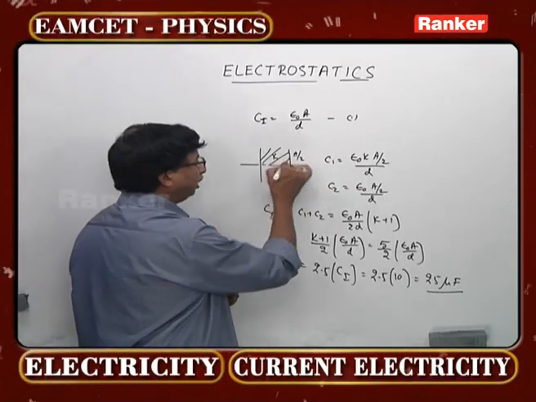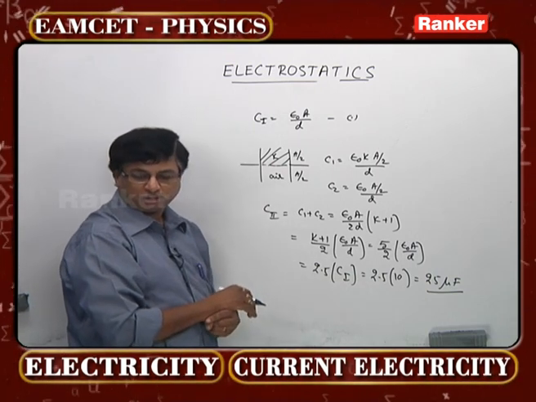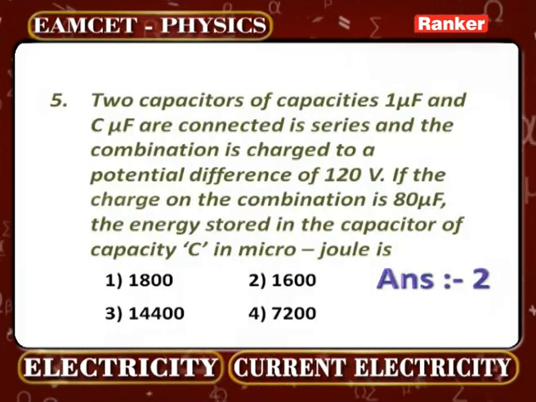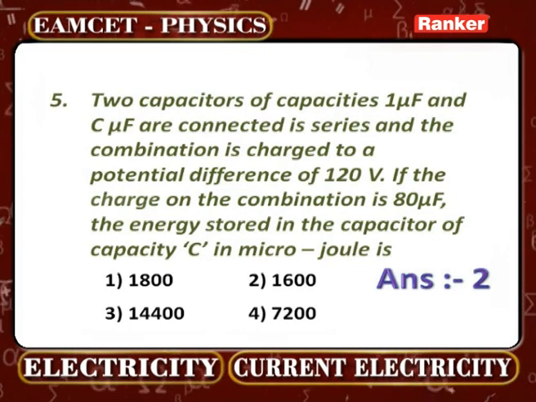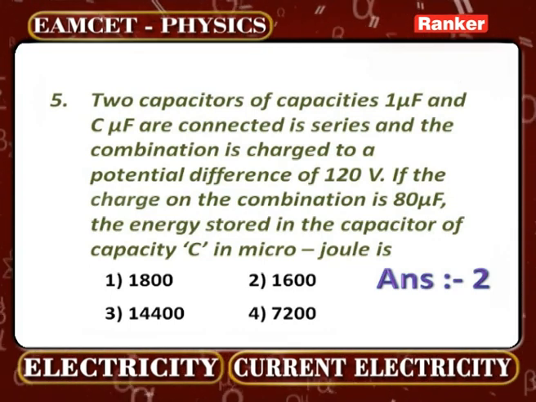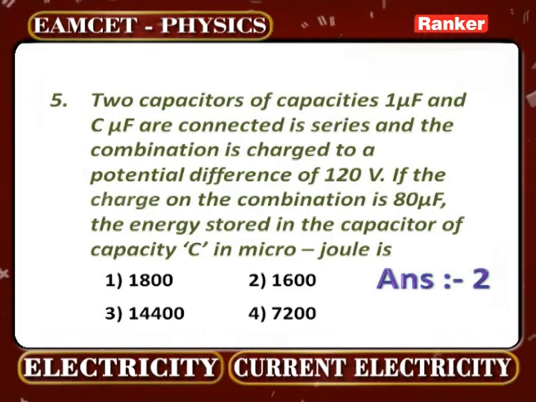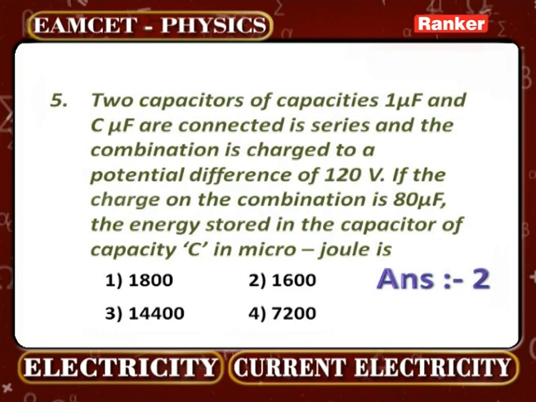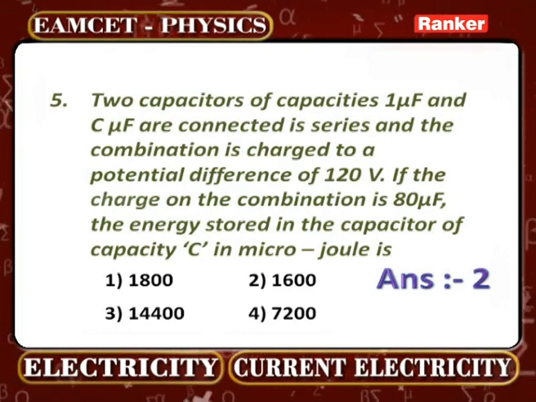Remember, half the area is only covered with a dielectric. That is the clue from this particular problem. Look at the next problem, that is problem number 5. Two capacitors of capacities 1 microfarad and C microfarad are connected in series and the combination is charged to a potential difference of 120 volt. If the charge on the combination is 80 microcoulomb, the energy stored in the capacitor of capacity C in microjoule is how much? That is the concept.